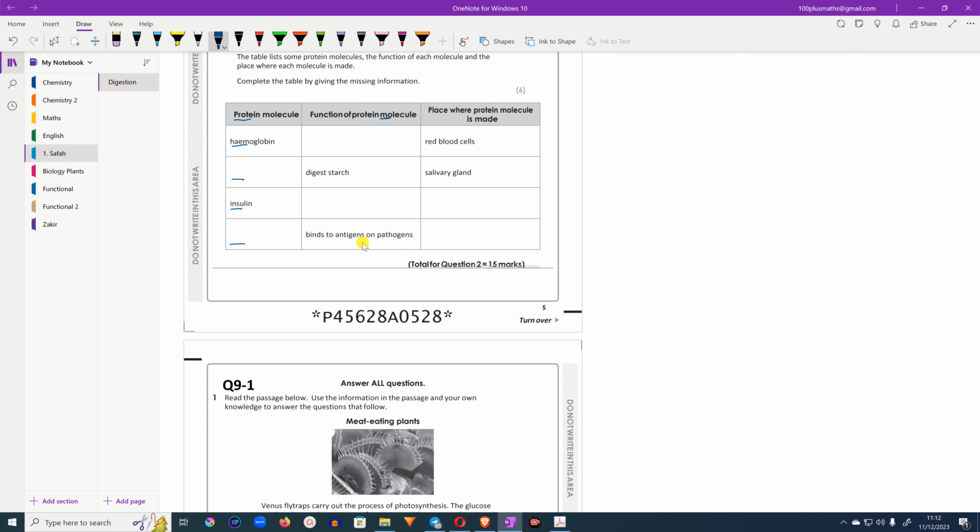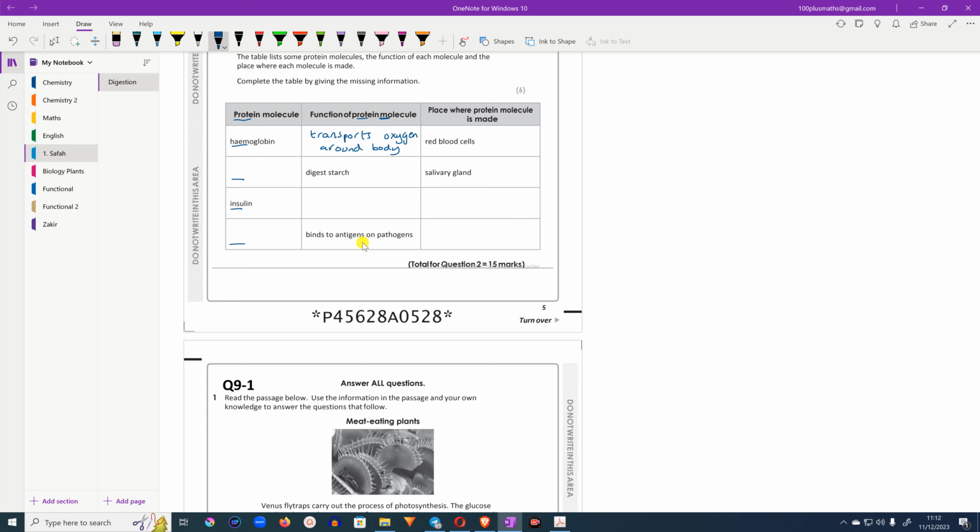So remember, I think all enzymes are made out of protein. And where does it take effect? So hemoglobin, we know, is to do with oxygen and red blood cells. So it transports or binds to oxygen, transports oxygen around the body.